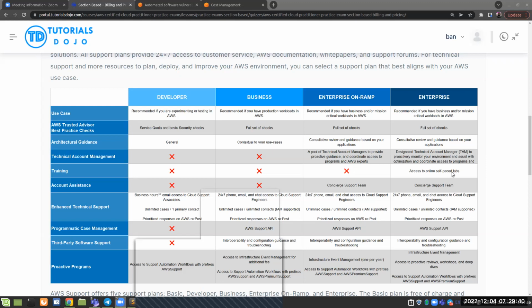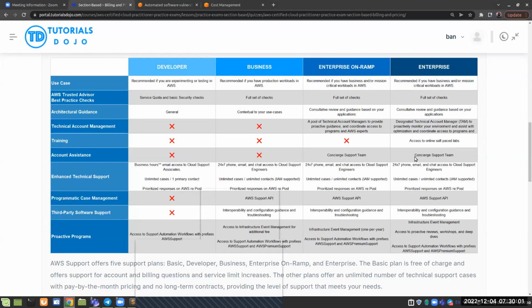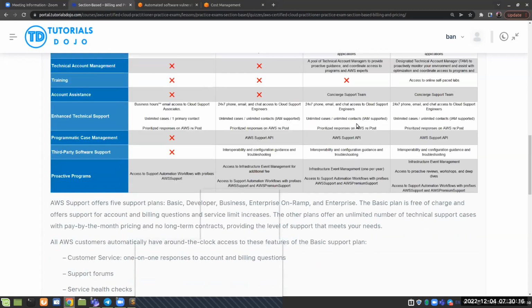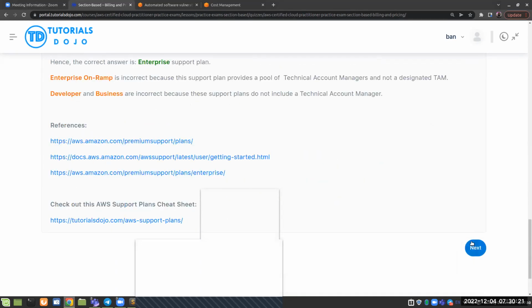At times, they may ask a question where they will pick designated TAM and access to online self-paced labs. You notice that Enterprise is the only one that has access to online self-paced labs. All the others don't. So if you know this table very well, immediately you hear access to online self-paced labs, Enterprise should come to your mind. Concierge support team, these are in charge of handling billing in your account. They're only available on Enterprise On-Ramp and Enterprise. If you are looking for the most cost effective of these two, it will be Enterprise On-Ramp, right? So yeah, it's that table. Make sure you review it.